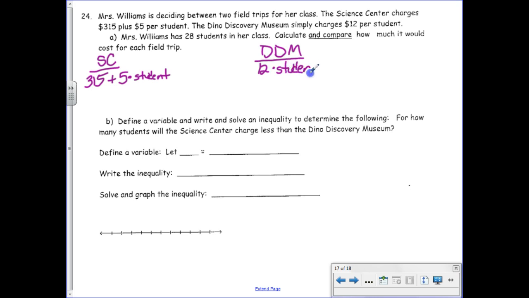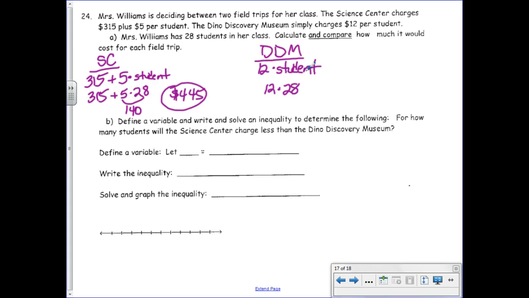All right, so now it says in Part A, Mrs. Williams has 28 students in her class. Calculate and compare how much it would cost for each trip. So for the Science Center, I have to take $315 plus 5 times 28. Let's see, that's 140. So the Science Center is going to cost me $445. Okay, that's here. The Dino Discovery Museum is going to be $12 times that 28 students.